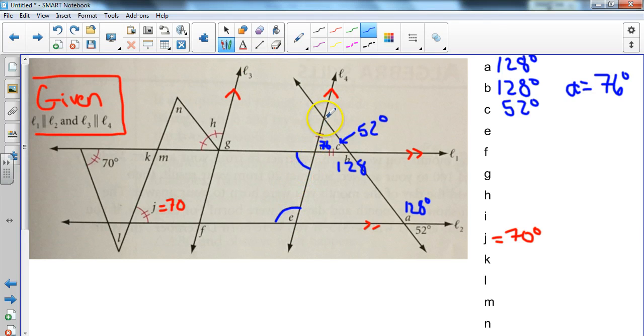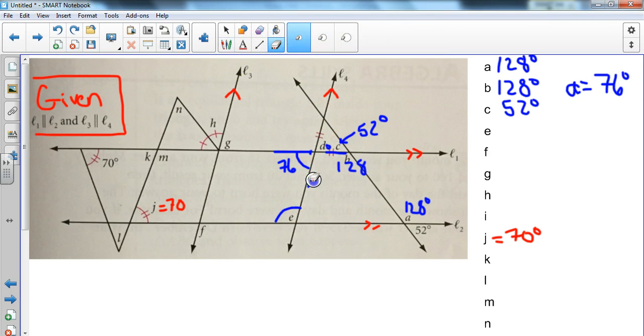And here's the first time vertical angles come into play, because if you look at this line here and this line here, they intersect at this point. So isn't D that we found out to be 76 degrees and this angle vertical? Therefore they have to be equal, right? So we know that this angle now is 76 degrees.